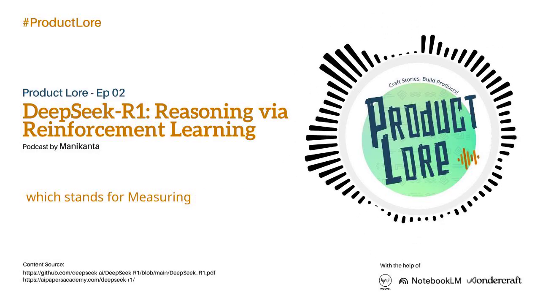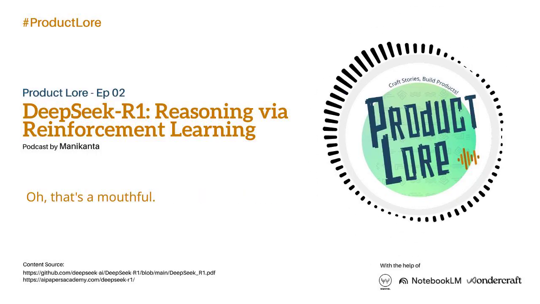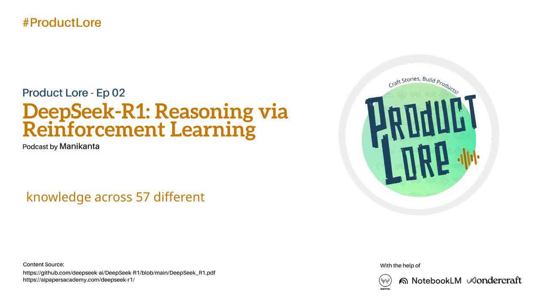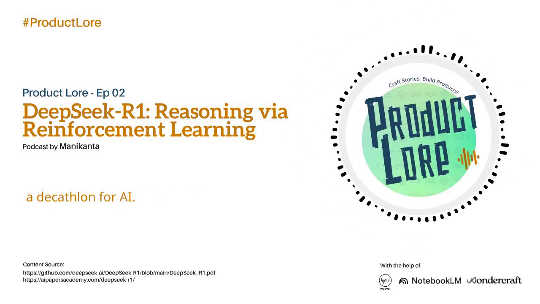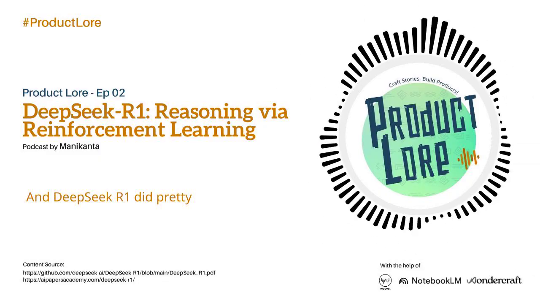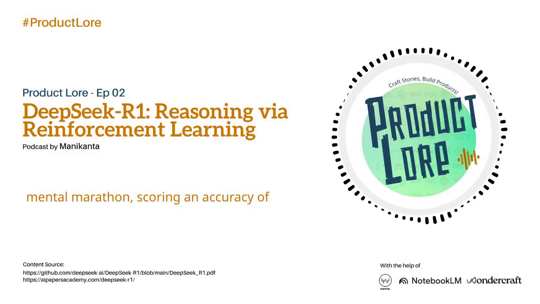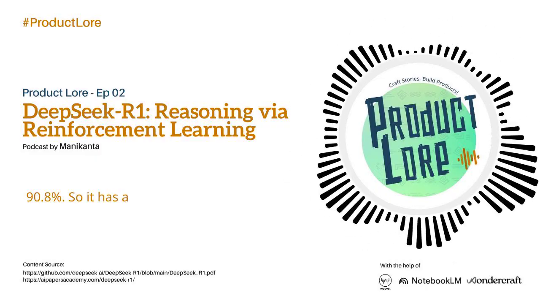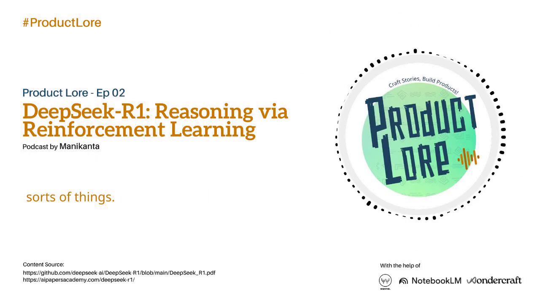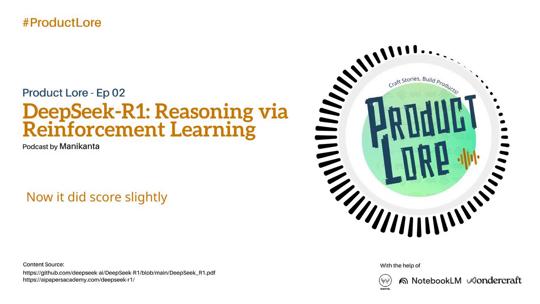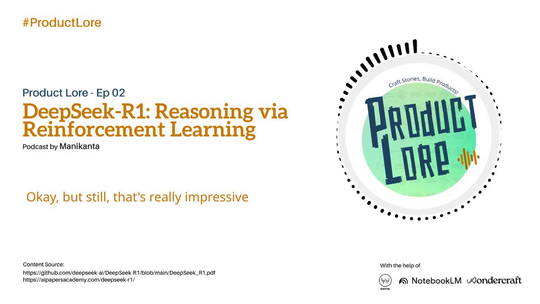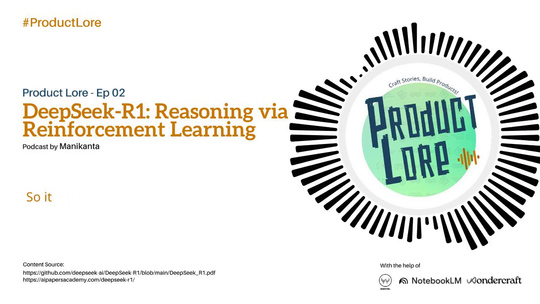It's definitely impressive, but it's not just about math and coding. Right. What about more general knowledge? Can it answer trivia questions or understand different subjects? They tested that too. They used a benchmark called MMLU, which stands for Measuring Massive Multitask Language Understanding. Oh, that's a mouthful. It is. But it basically tests a model's knowledge across 57 different subjects. 57 subjects. That's like a decathlon for AI. You got it. And DeepSeek-R1 did pretty well in this mental marathon, scoring an accuracy of 90.8%.